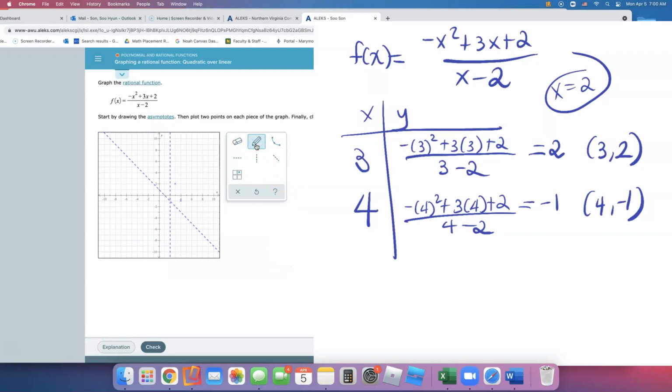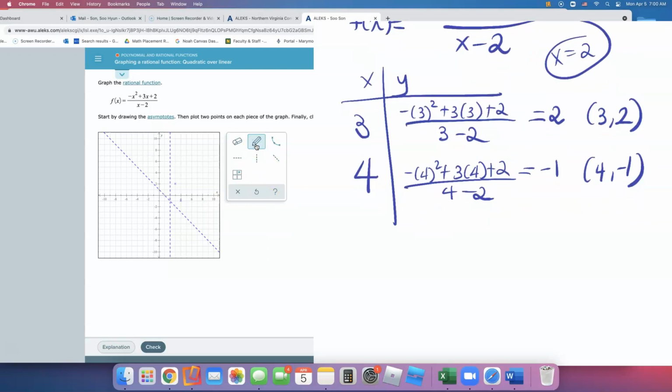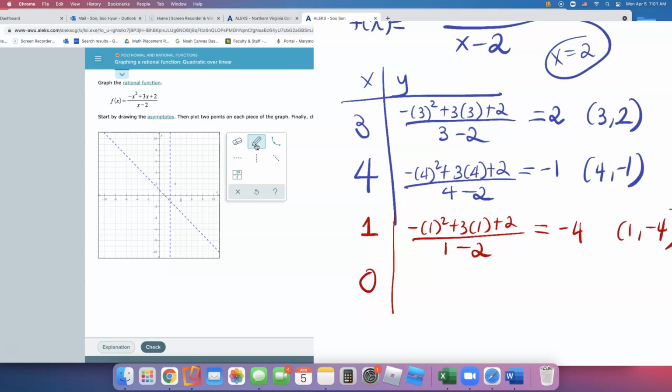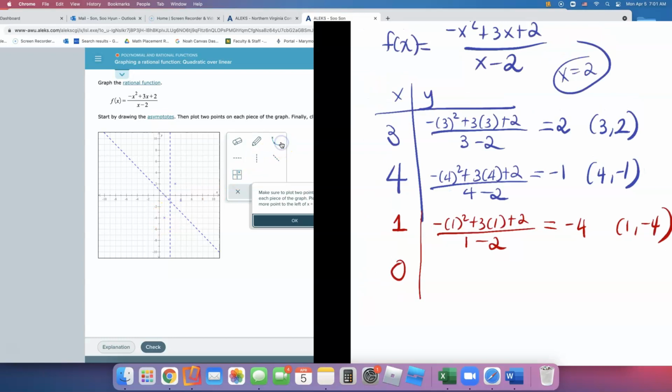Okay, I need 2 points to the left of this. Vertical asymptote of x equals 2. So what is smaller than 2? 1 and 0 are. So if I plug in 1 and 0, I get negative 1 squared plus 3 times 1 plus 2 divided by 1 minus 2. Okay, hold on, I'm typing this in now. I got negative 4. This is a much nicer problem. 1, negative 4. And I'm confident that we will get this right this time.